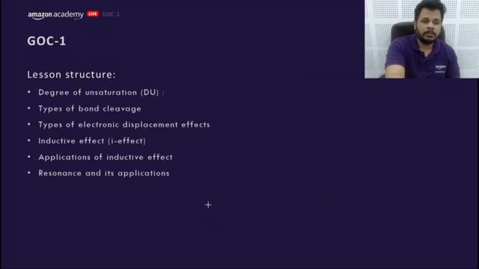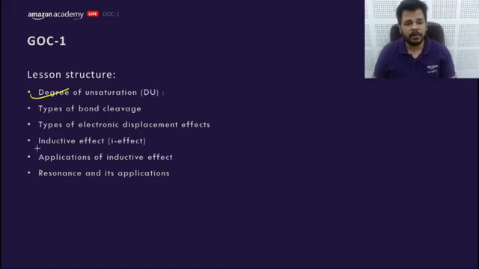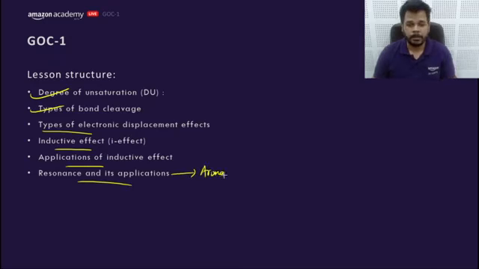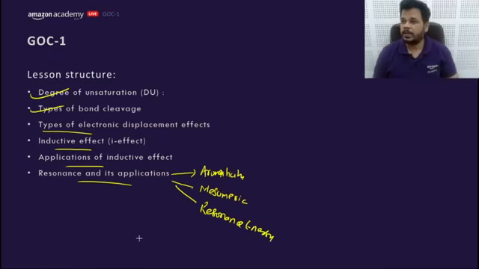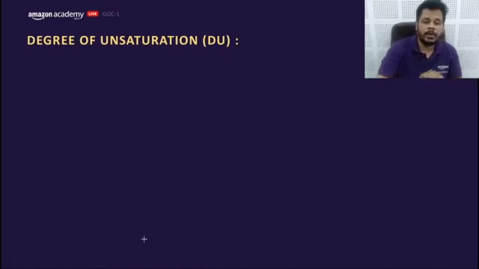So let's start, guys. Today we are going to study degree of unsaturation, which is the first and foremost topic of today. Next is types of bond cleavage, types of electron displacement effect, inductive effect and its application, resonance and its application like aromaticity, mesomeric effect and resonance energy. So these are the topics we are going to study. Let's start with degree of unsaturation.